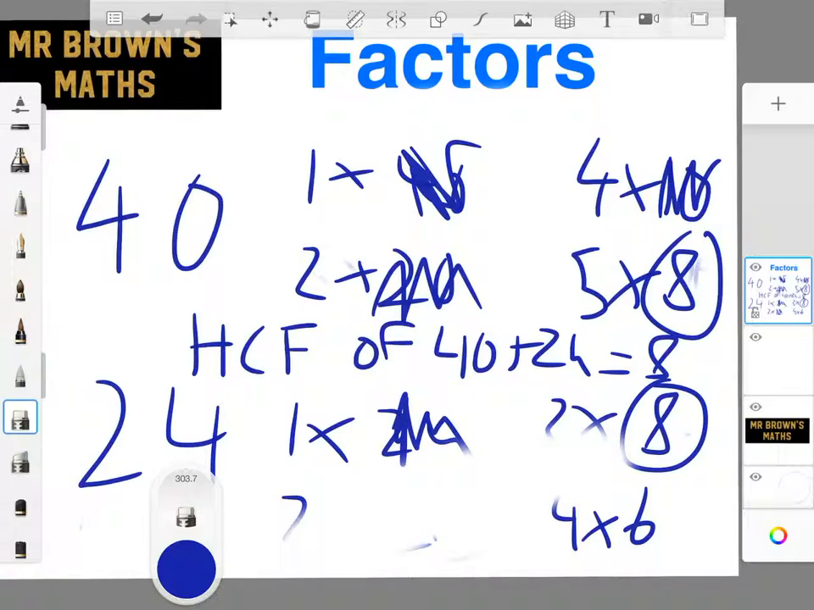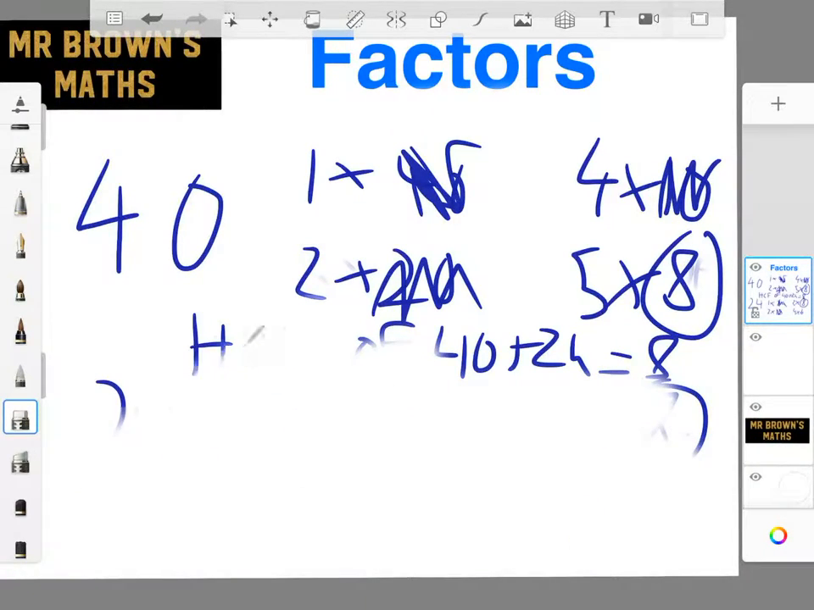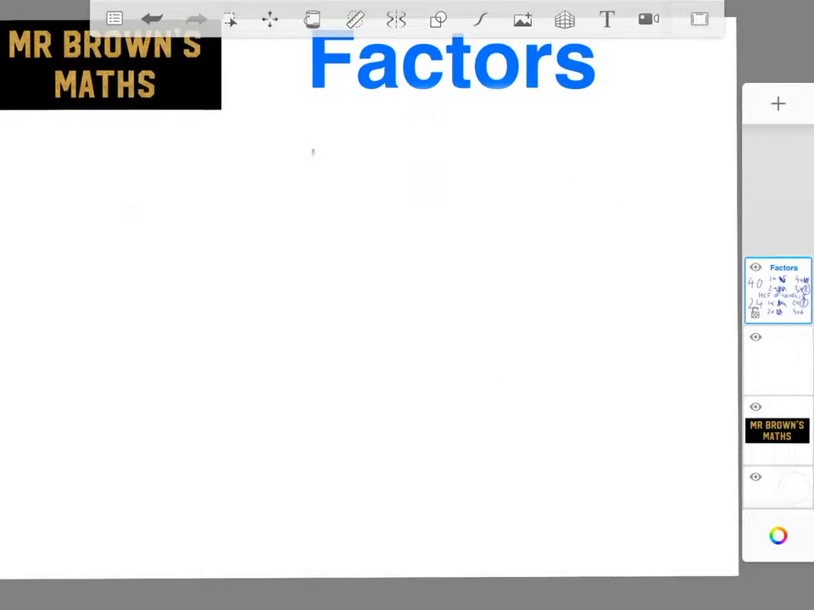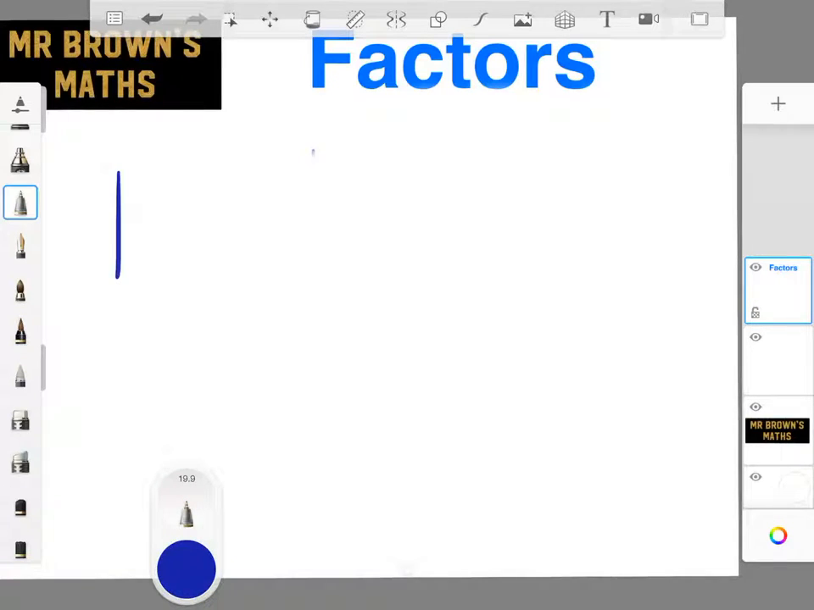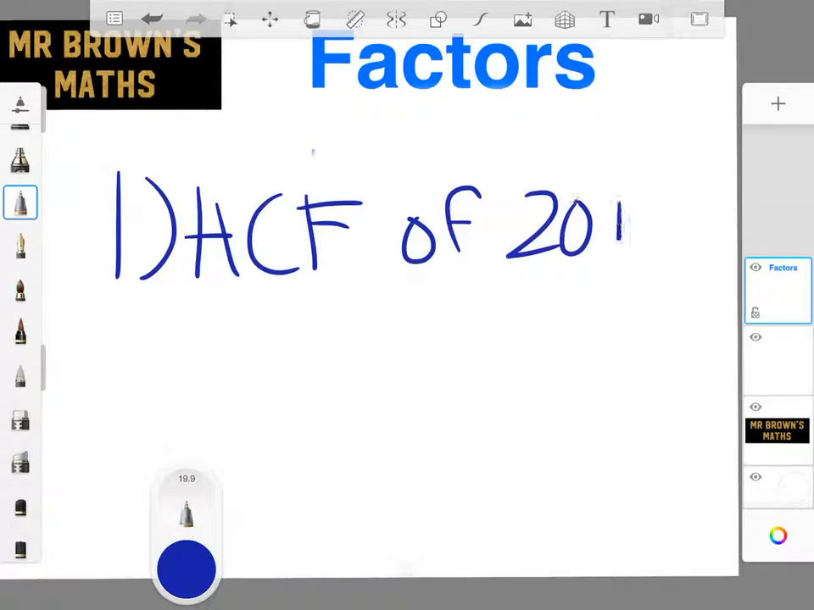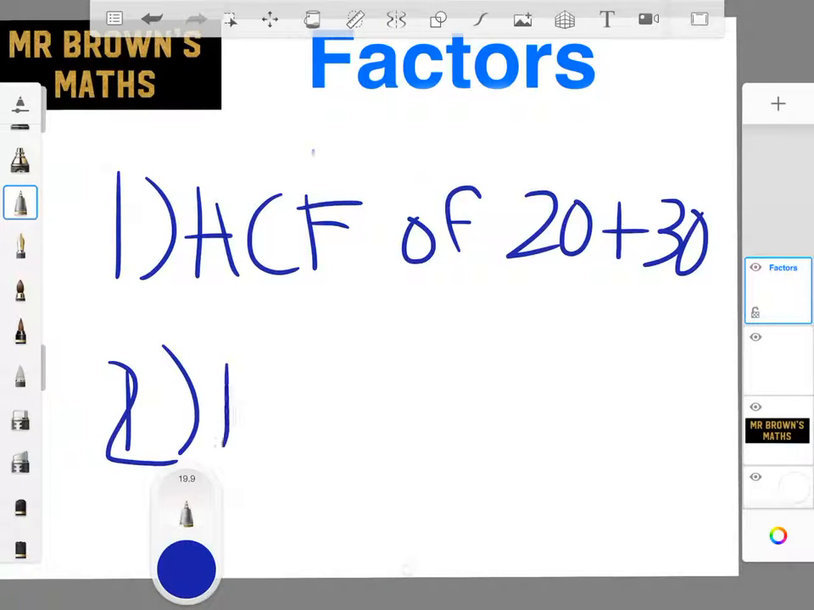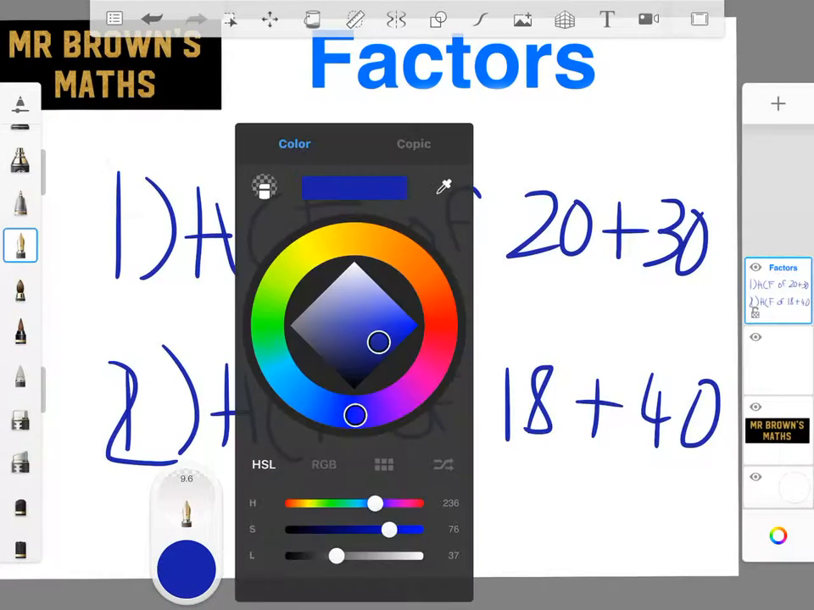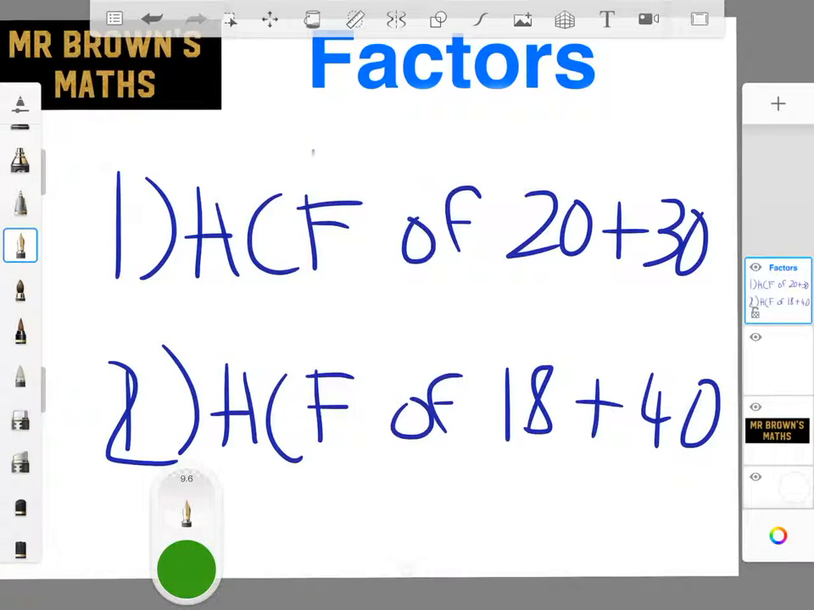So I'm going to give you 2 practice questions again. Pause the video and see if you can do these. Have a go at them. The first one, I want you to find the highest common factor of 20 and 30, and number 2, find the highest common factor of 18 and 40. Try and find the highest common factor of them, and I'll go through the answers shortly.